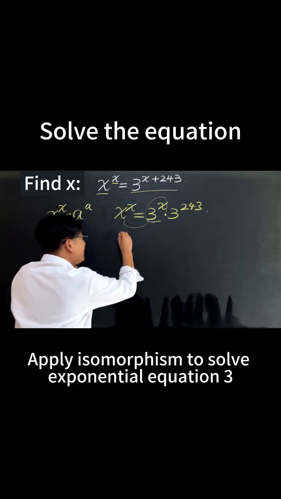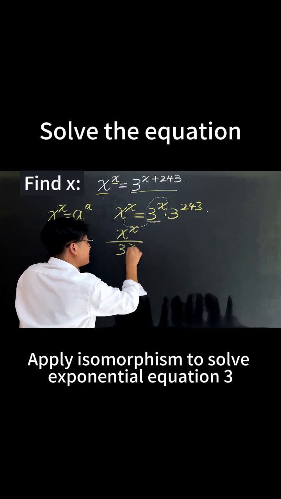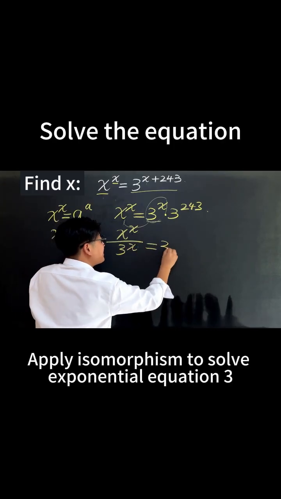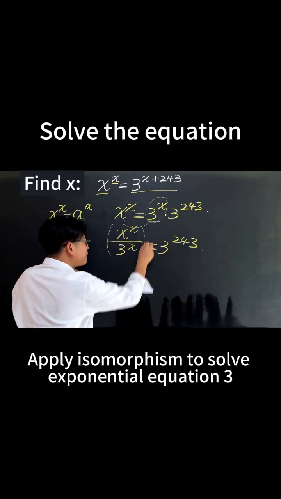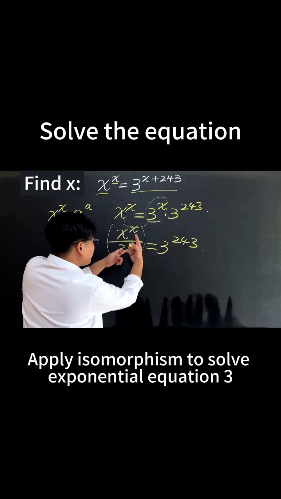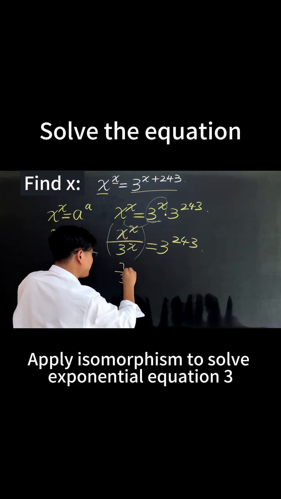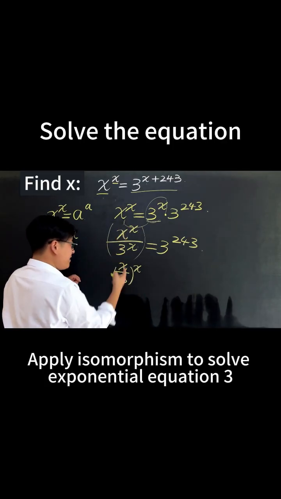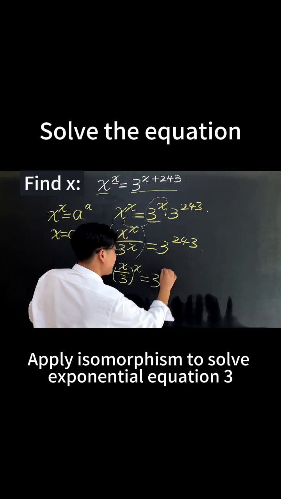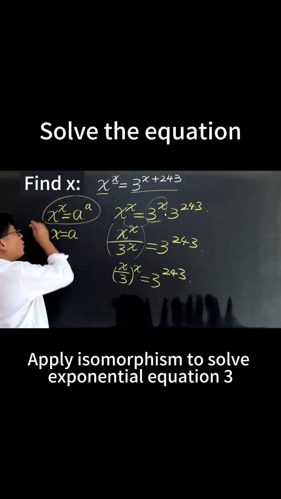Shouldn't I move this x over to one side? If I divide both sides by 3 to the x, doesn't that work? So it equals 3 to the 243rd power, right? Now the x is isolated on one side, isn't it? And if I put the x exponent up there, doesn't it become (x over 3) to the x power? No problem, right? It's equal to 3 to the 243rd power. That's fine, right? Okay, so how do we achieve this isomorphism?